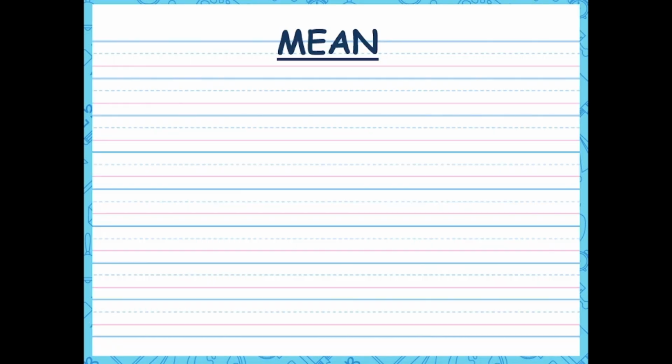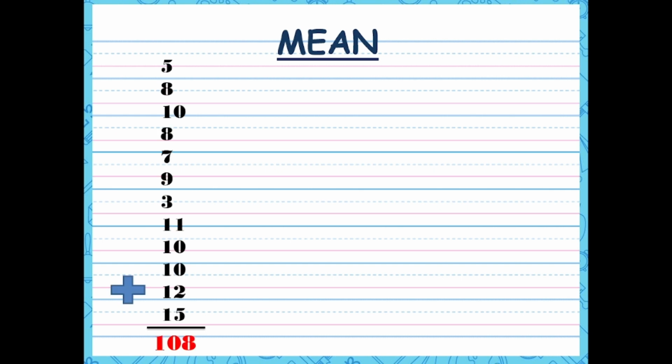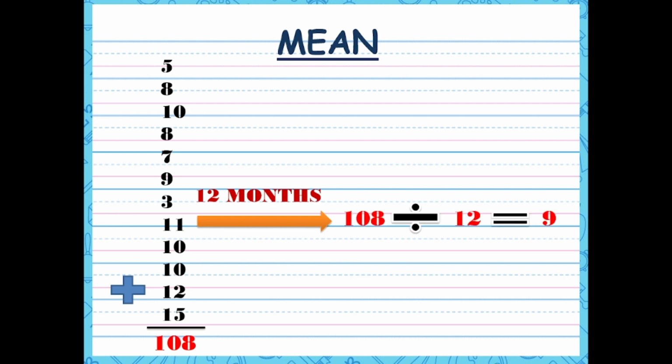First, to find the mean, we need to add up all the numbers. The answer I get is 108. So that's the total he sold for the whole year. But to get the mean sold each month, we need to divide the total by the number of months, which is 12. 108 divided by 12 is 9. So the mean or average is 9.